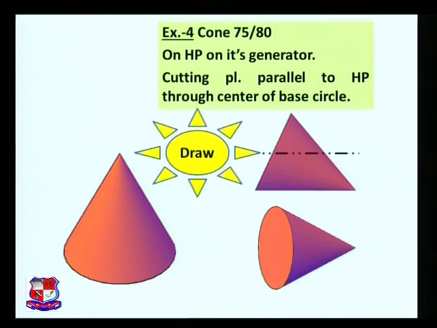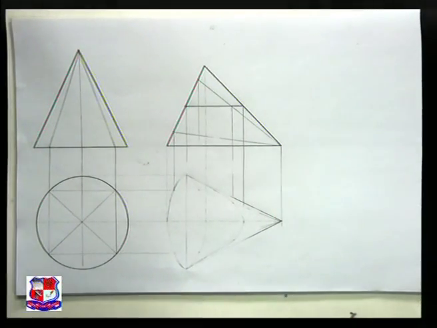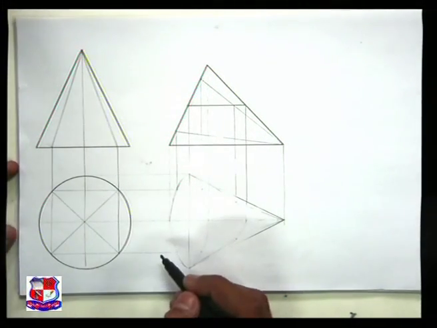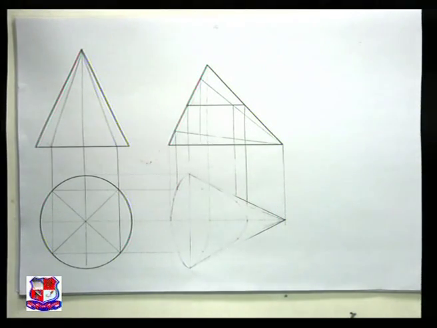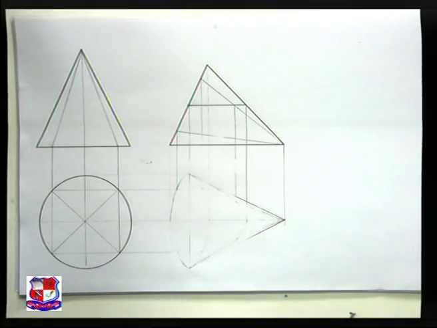Let me draw this problem. Up to this step it's clear to you how to draw this top view. Top view is a circle of diameter 75 mm and front view is a triangle having height 80 mm, so that dimension can be inserted.